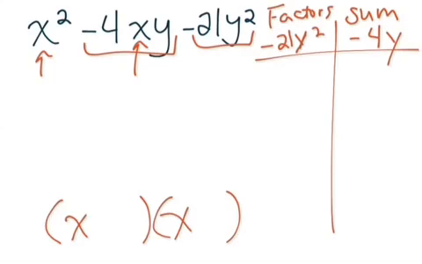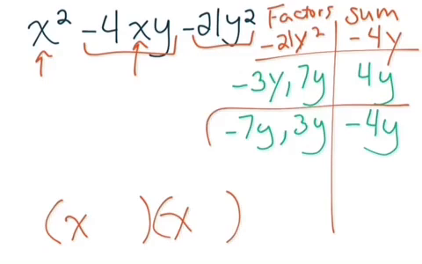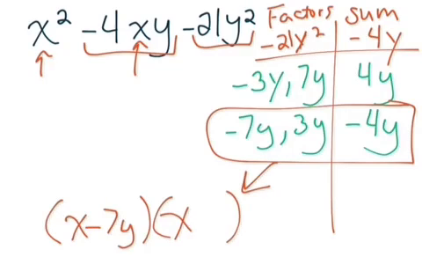For our factor table, I'm thinking about 3 and 7 might be good ones here, so I could have negative 3y and positive 7y, right? That would be multiplied to get negative 21y squared, and those would add to a positive 4y. Let's see, what if I try negative 7y, positive 3y, and that would get me to my negative 4y. Okay, so that's the one I'm going to use, and I'm just going to plug it in down here. So I've got x minus 7y, x plus 3y, and there we go.